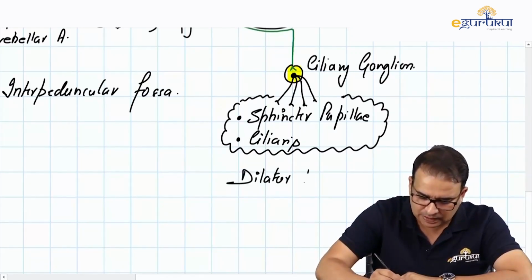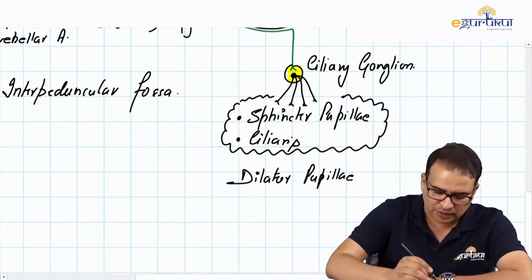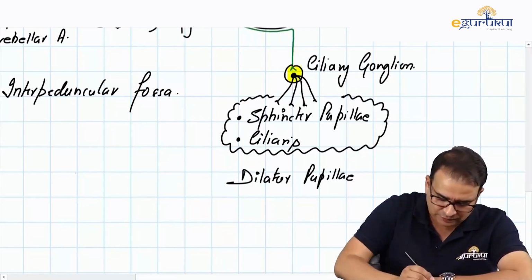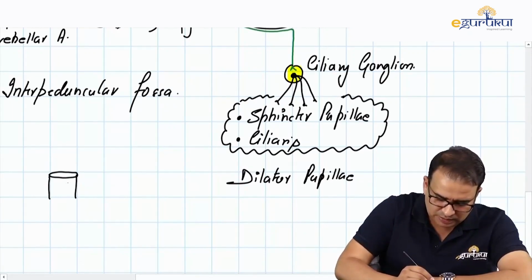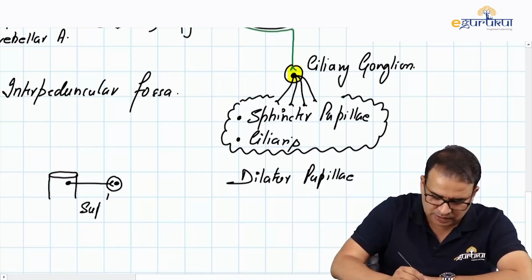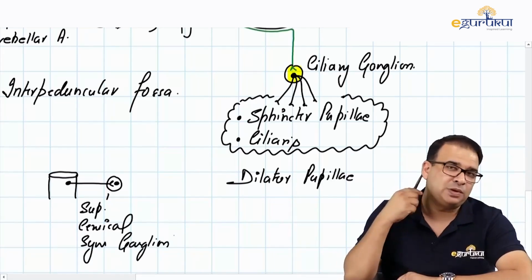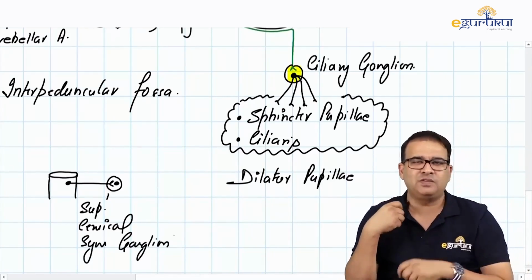Dilator pupillae has nothing to do with the cranial nerves. Dilator pupillae is supplied by, now what will happen from the spinal cord? From the spinal cord, the sympathetic nerve will originate. The sympathetic nerve somehow will reach the superior cervical ganglion. Let's say this is the superior cervical sympathetic ganglion. We know the sympathetic chain in the neck region has three ganglia: superior, middle, inferior. Sometimes instead of inferior we have stellate.